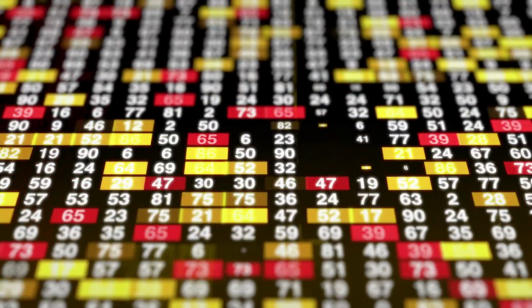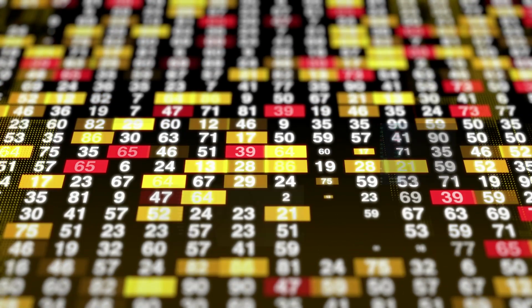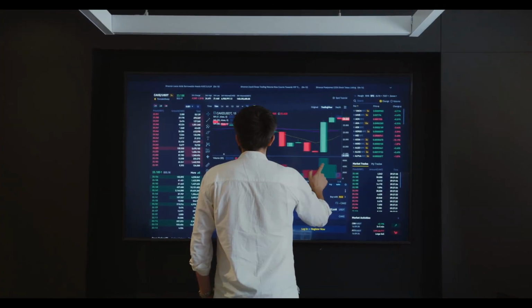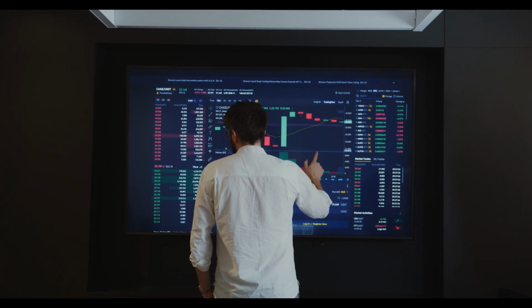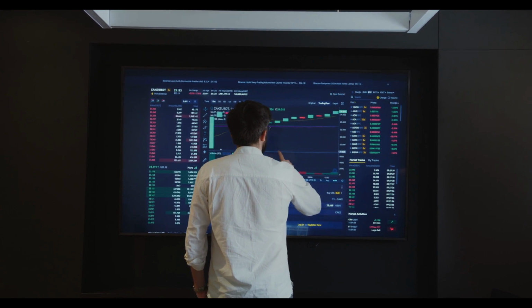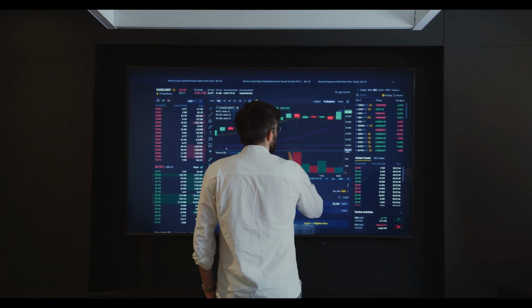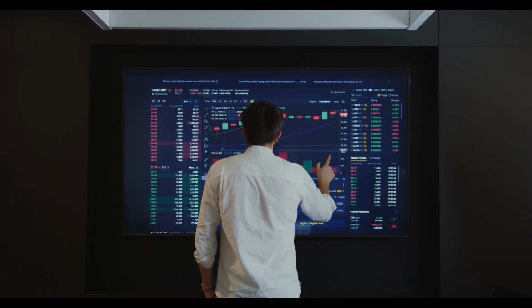Number three, market conditions and economic outlook. Explore how market conditions and economic outlook influence strategic asset allocation decisions. We'll discuss the importance of staying informed about global economic trends and how adjusting your asset allocation can position your portfolio for success.